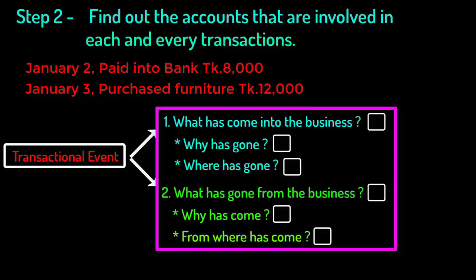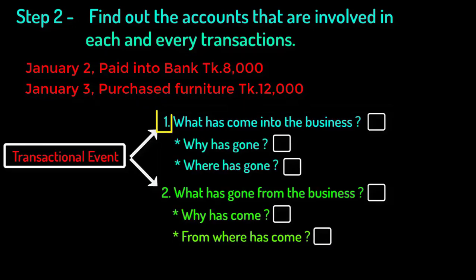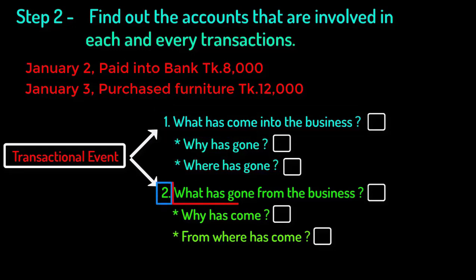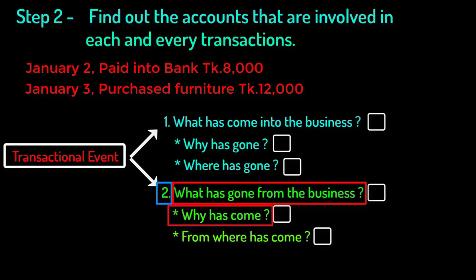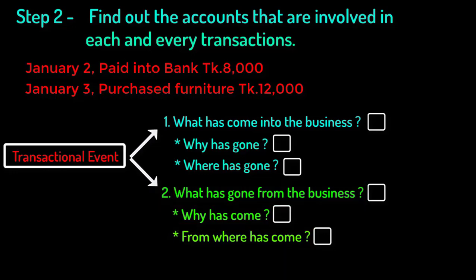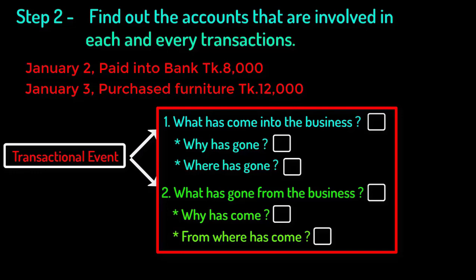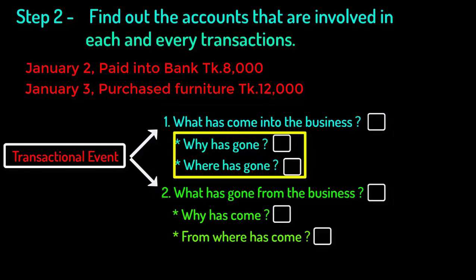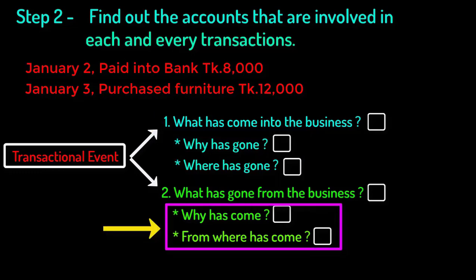Look at these 6 questions. Number 1. What has come into the business? Or why has gone? Or where has gone? Number 2. What has gone from the business? Or why has come? Or from where has come? Out of these 6 questions, these 2 questions are the main questions. These 2 questions are under this main question and these 2 questions are under this another main question.